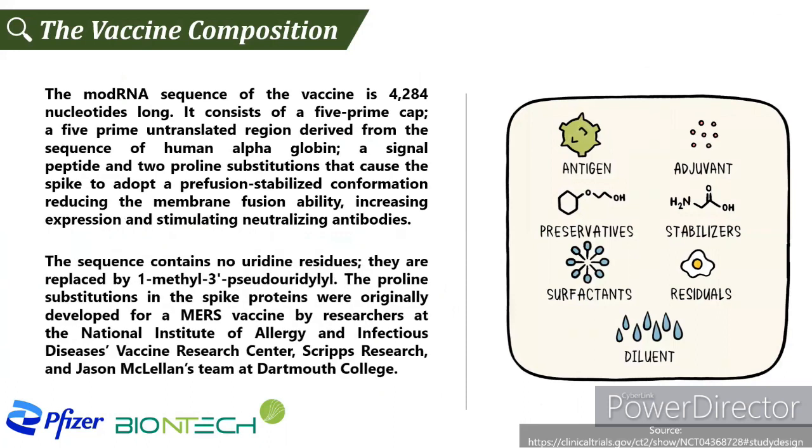The modRNA sequence is different from mRNA as it does not contain any uridine residues. The residues are replaced by 1-methyl 3'-pseudouridylyl. There are also two proline substitutions that cause the spike to adopt a prefusion stabilized conformation, reducing the membrane fusion ability, increasing expression, and stimulating neutralizing antibodies.